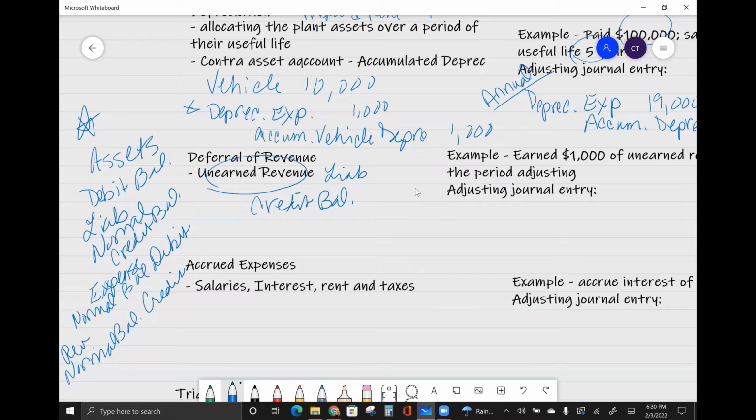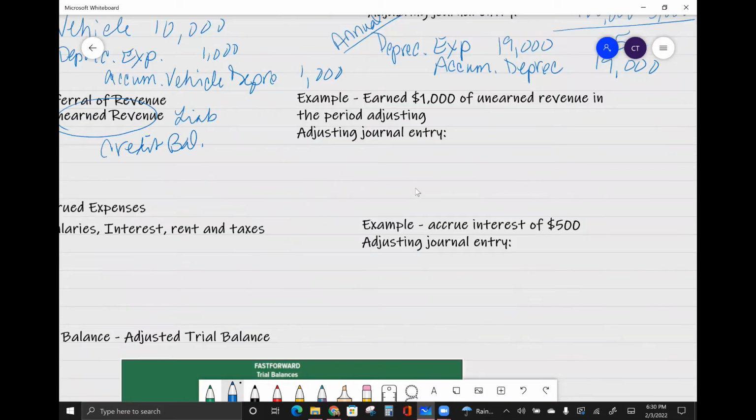Okay, so for this entry, because my unearned revenue is on the books as a credit, let's say it's $10,000. Well, now that I've earned $1,000 of it, do I need to have it on the books for $10,000? No, I need to reduce it by that $1,000. So I'm going to do a debit to unearned revenue for the $1,000. So now the balance has a negative 10,000 and a positive 1,000, which means my ending balance is negative 9,000. So I've reduced it.